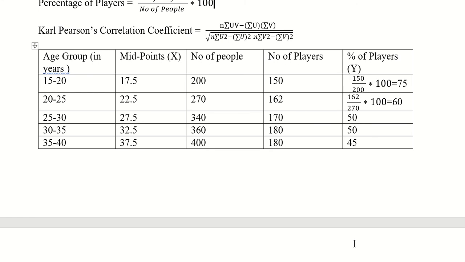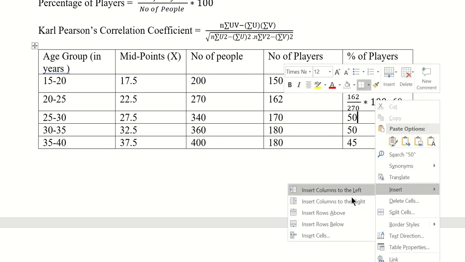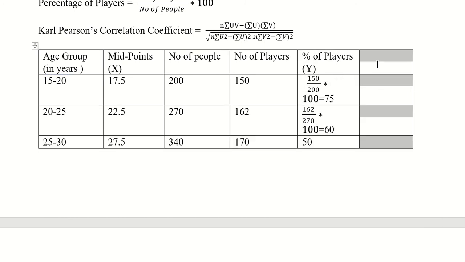Now the next thing I have to do is calculate u and v, which I have to apply in the formula, right? So first I will calculate u. Insert a column to the right. So how do we calculate u? To calculate u, again we need an assumed mean. So the formula we will apply here is, just a second.